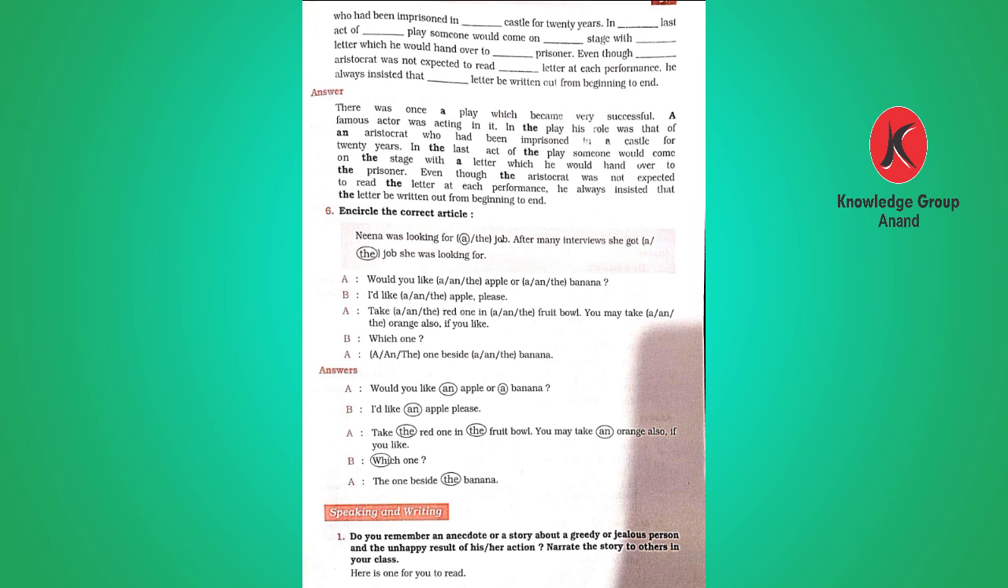I would like an apple, please. Take the red one in the fruit bowl. You may take an orange also if you like. Which one? The one beside the banana.